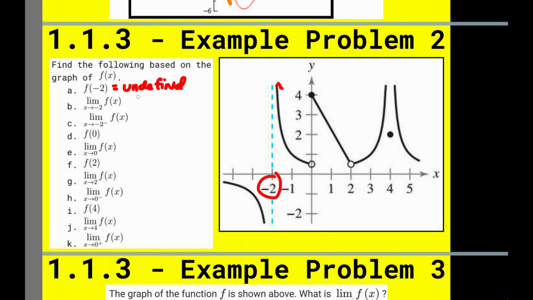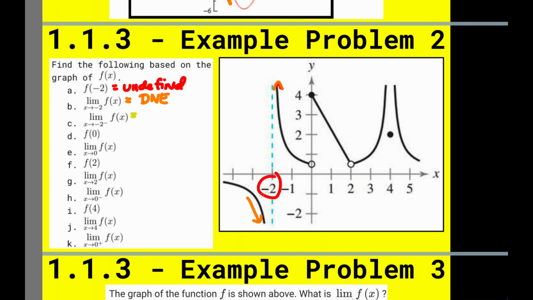The next one, what's the limit as x approaches negative 2? Well, on one side, it's infinity. The other side, it's negative infinity. So this one's actually going to be a DNE. You do not want to get undefined and DNE mixed up. They are two totally different things. So don't mess that up.